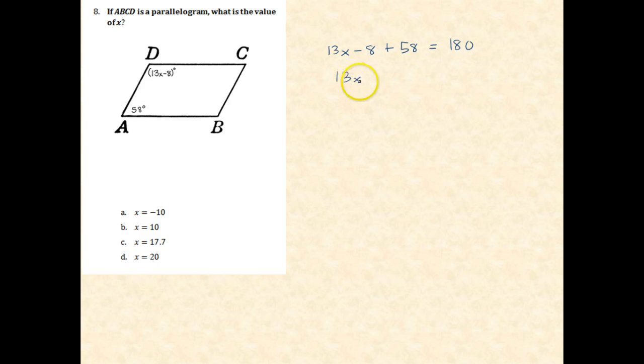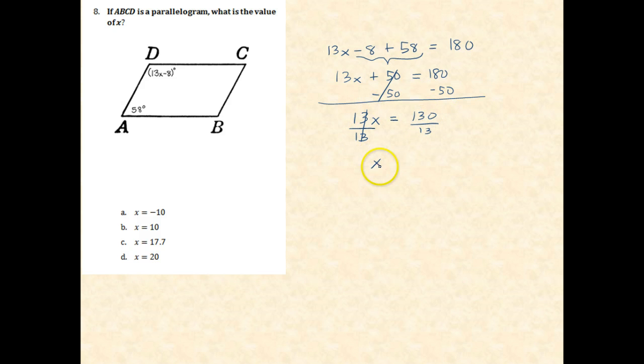So 13x plus 50 equals 180. I just combined like terms there. 58 minus 8 is 50. Subtract 50 from both sides. 13x equals 130. Hey, that's easy math. Divide both sides by 13, and we get x equals 10.